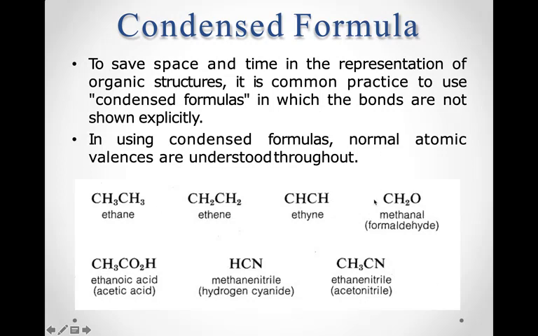As you can see, I have mentioned here the common condensed formulas used while writing a structure: ethane, ethene, ethyne, methanol, ethanoic acid, methane nitrile, commonly known as hydrogen cyanide, and ethane nitrile, commonly known as acetonitrile.